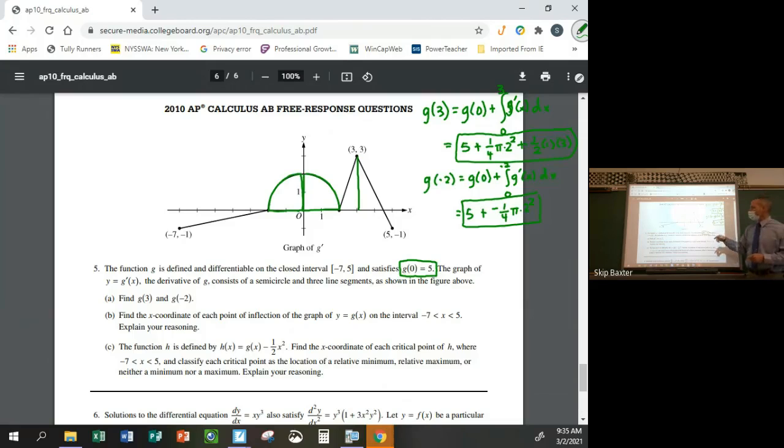Okay, so we need to know when the second derivative changes sign. How can you identify points like that based on the graph of G prime? Steve, what you just said. How can you look at the graph of G prime and tell when G double prime changes sign?